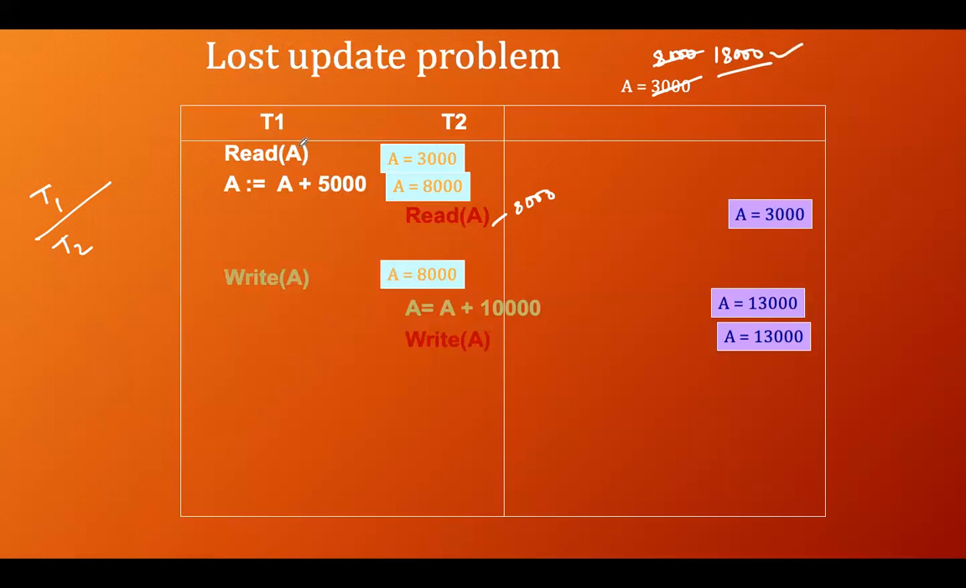Because of this concurrent execution, the update done by T1 has been lost, and my value is 13,000 instead of 18,000. Normally, this 5,000 would be added to 3,000 to make 8,000, then 10,000 would be added to that 8,000 to make 18,000. That is normal common sense for how we get the data. But here I am getting 13,000 instead of 18,000. So the update done by this transaction has been lost. That is called the lost update problem.